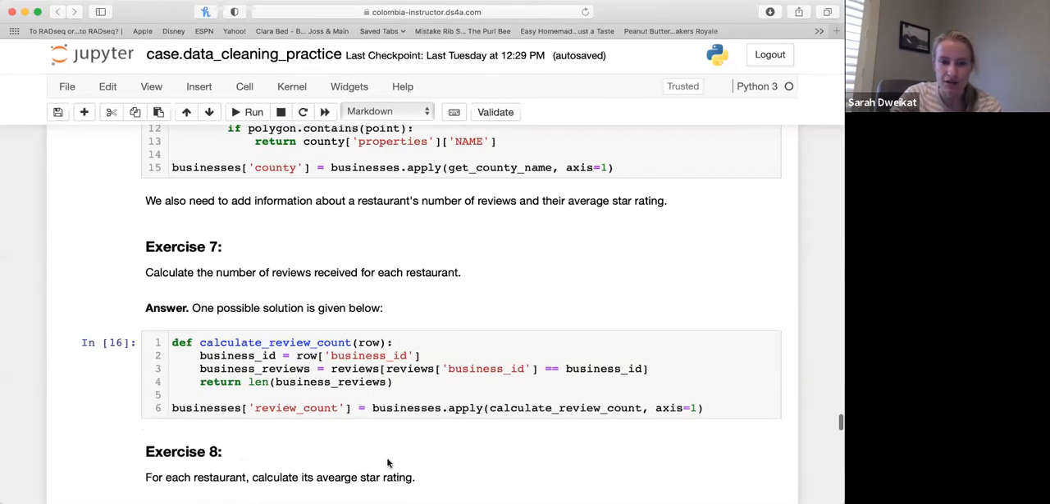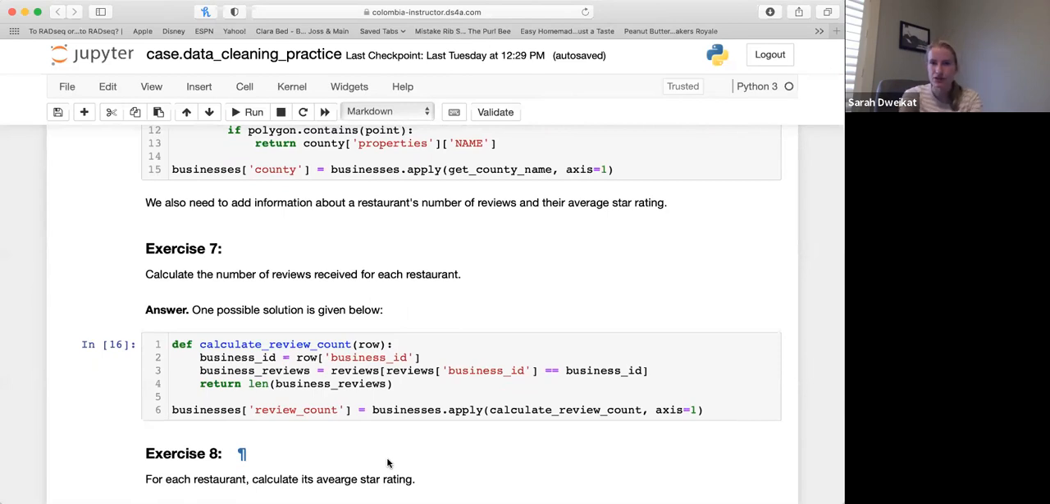Okay, awesome. So now for exercise 8, we have 2 more exercises left. For each restaurant, we want to calculate the average star rating. Again, this says restaurant, but remember we're talking about each business, so it doesn't have to be a particular restaurant. It's just the whole data set that we loaded in, those 1,000 rows for the business. For each business, calculate its average star rating.